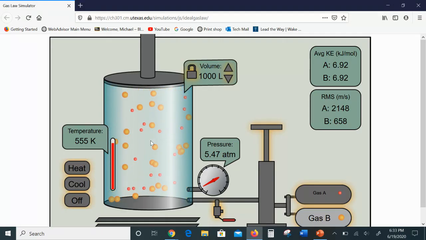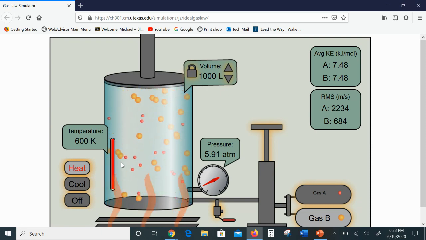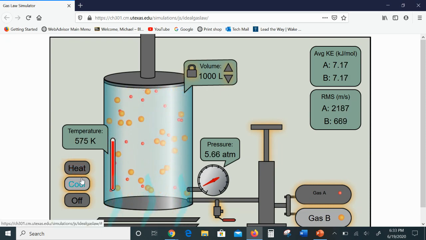So here I got two types of molecules in this container. And if I were to heat them up, what would happen to their collisions? Now, hopefully you remember when you heat things up, they move faster. So moving faster would lead to more collisions, and then cooling them off would slow them down and lead to fewer collisions. So that's going to affect how the reaction goes if you heat something up or cool something down.